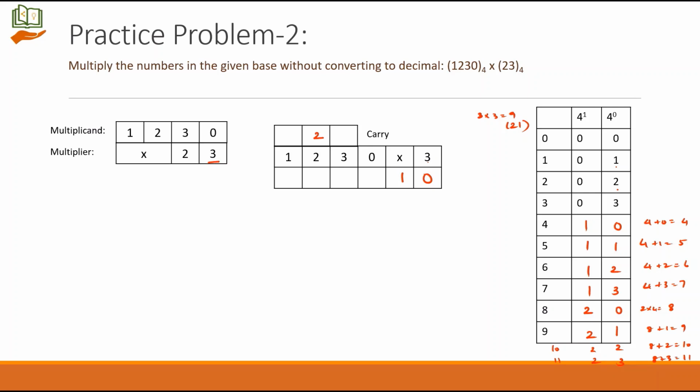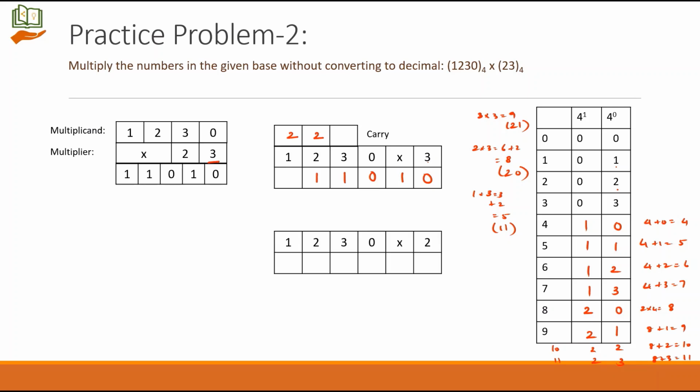Now what is 2 into 3? 2 into 3 is equal to 6. 6 plus 2 is equal to 8. What is 8 here? 2, 0. I will have 0 here and 2 again. What is 1 into 3? 1 into 3 is 3 and 3 plus 2, the carry, will give 5. So 5 is represented as 1, 1. Since there are no more numbers, I can just place 1, 1 here. So this is the first value that we are getting.